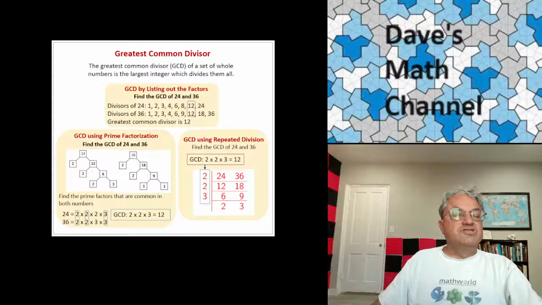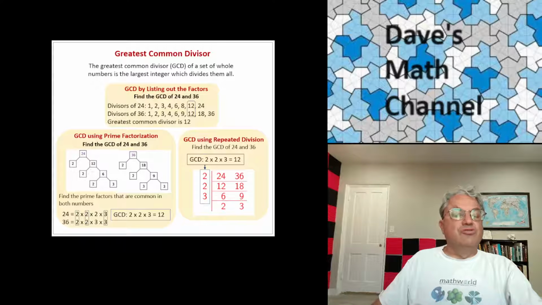Then to find the GCD, you just take the smallest exponent of all the common prime divisors, which in this case are 2 and 3. The smallest exponent of 2 is 2, coming from 36, and the smallest exponent of 3 is 1, coming from 24. So the result is 2 squared times 3, which is 12. That's another way to get it.